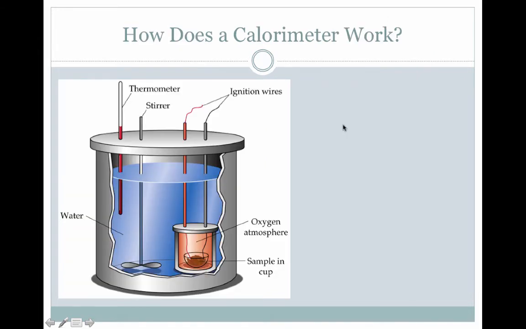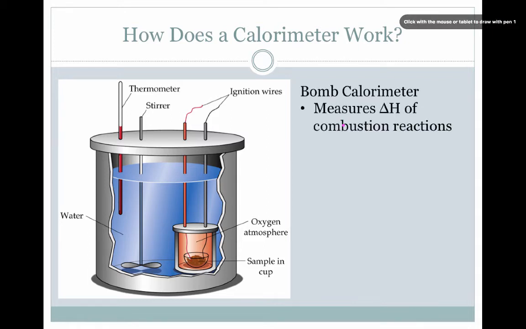So let's take a little bit more of a closer look at an actual calorimeter. This is an example again of that bomb calorimeter I showed you before, but I'd like to show you what all the components are here. And what this bomb calorimeter is designed to do is it specifically measures the delta H of combustion reactions.